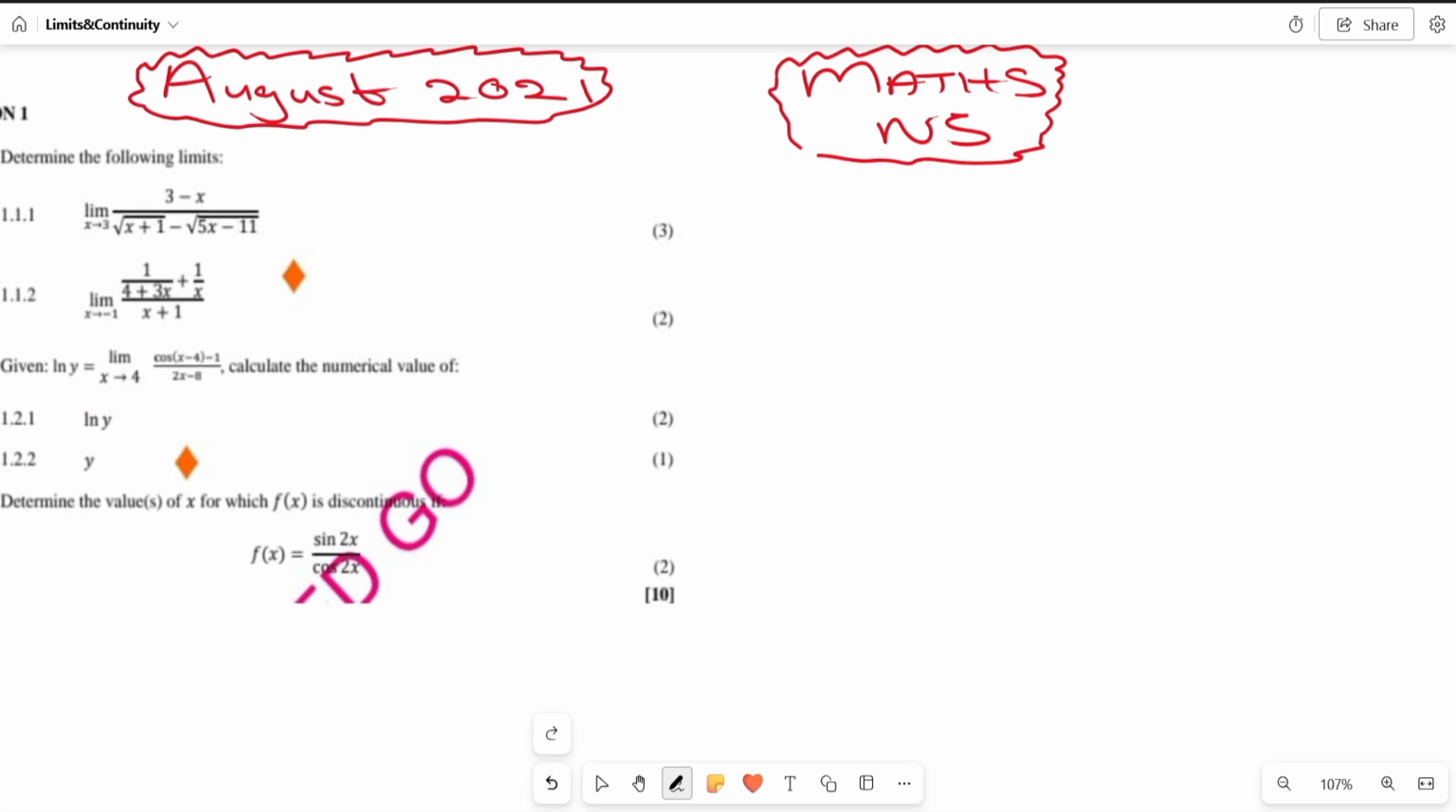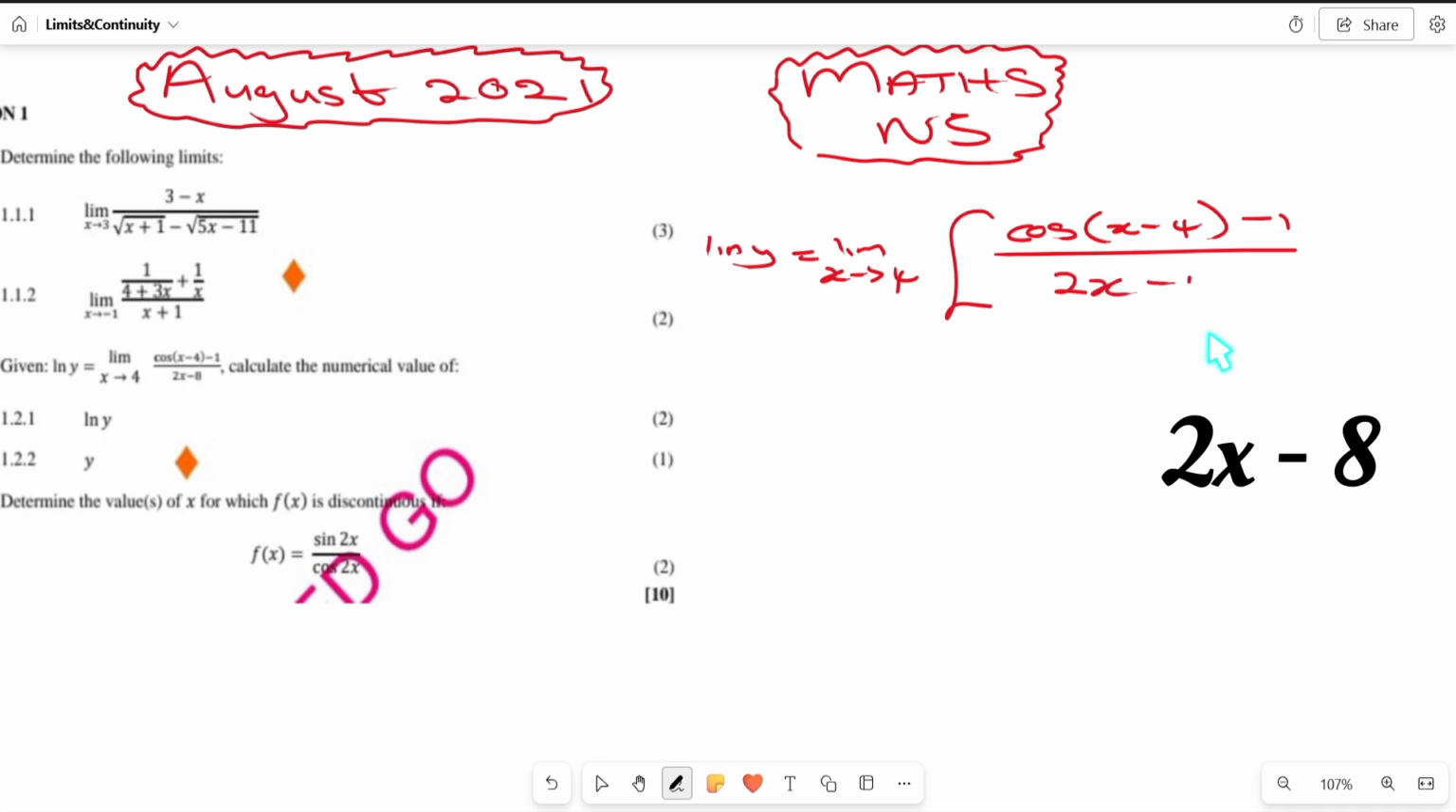So we'll say since ln y is equal to the limit as x approaches minus 1. Oh no, x approaches 4. I'm looking at the wrong thing. x approaches 4. What do we have? We have cos(x minus 4) minus 1, and we are dividing this whole thing by 2x minus 1, finding the indeterminate form.